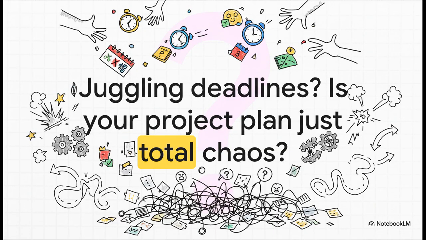Does this scene look a little too familiar? You're trying to juggle everything: deadlines, tasks, people. And your project plan? It's not a roadmap. It's more like a tangled ball of yarn. And that is the perfect recipe for missed deadlines and complete and utter confusion.